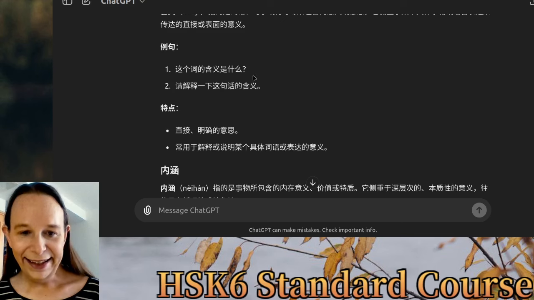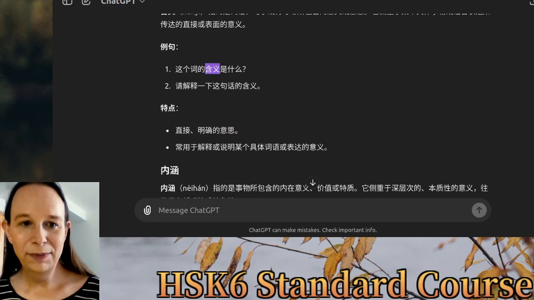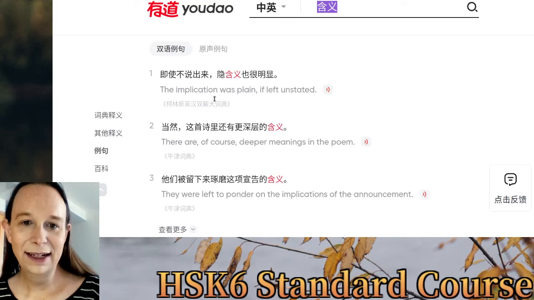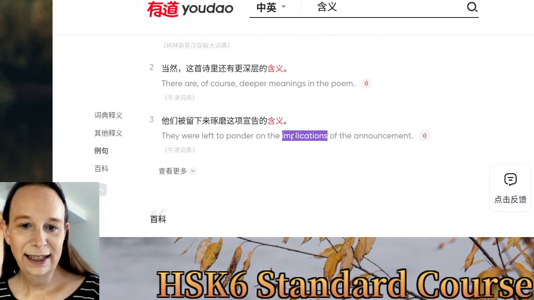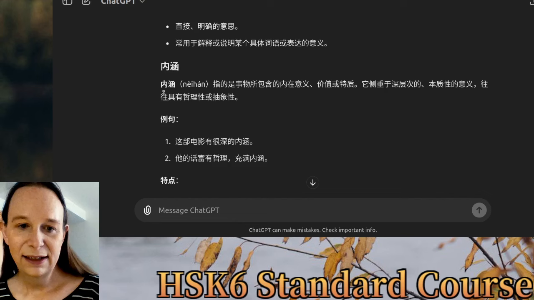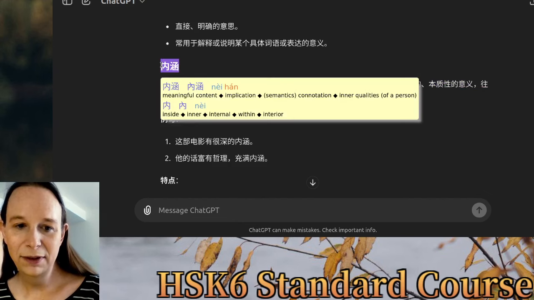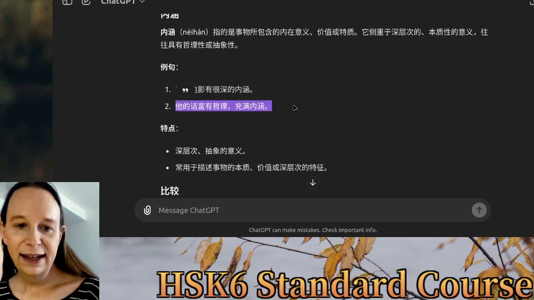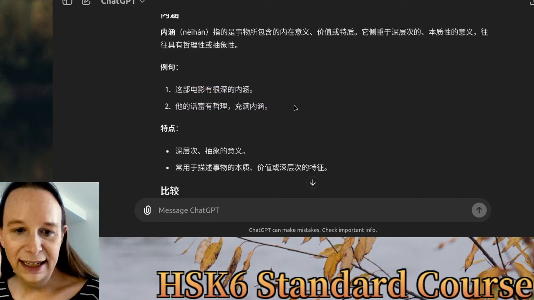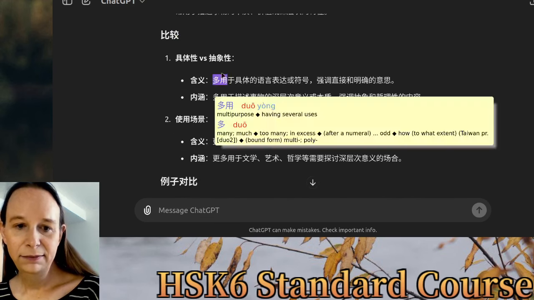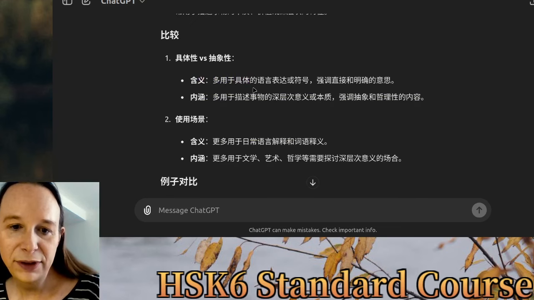你的, 这个词的含义是什么? Can 含义 mean literal meaning? Implication is another one. 隐含义. 隐含. Implications. Meanings. 含义. So 内涵 is definitely implicit, non-literal. Implication. Connotations. 这部电影有很深的内涵. 它的话, 富有哲理. 充满内涵. Yeah, alright. 含义多用于具体的.